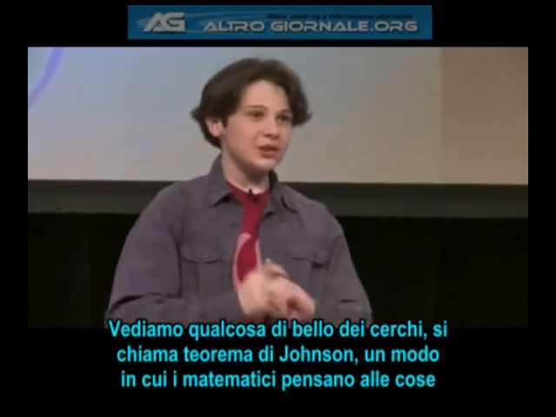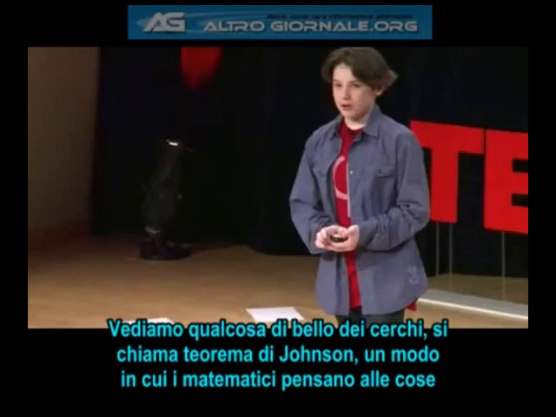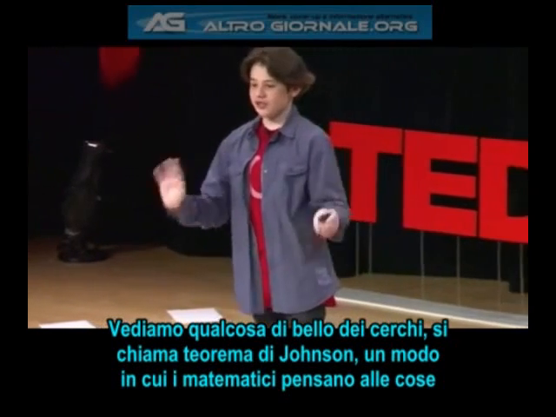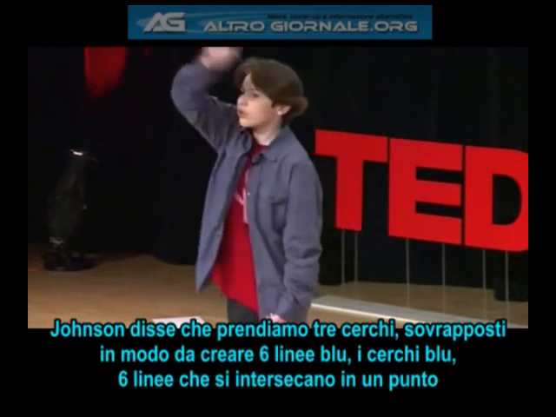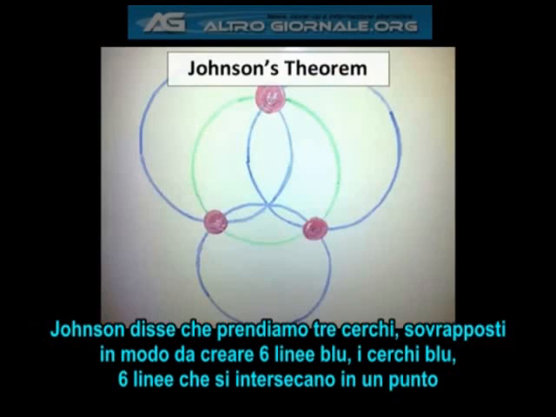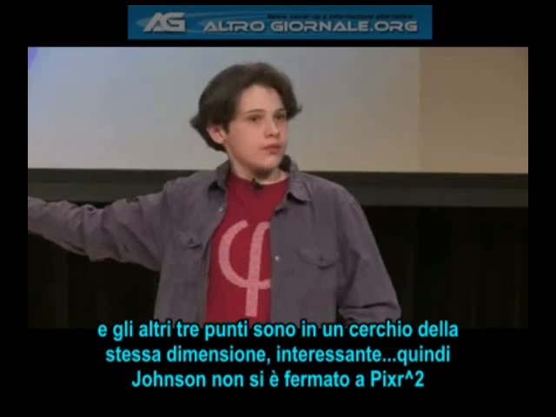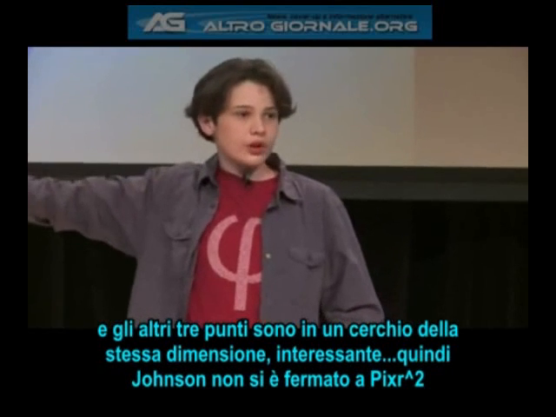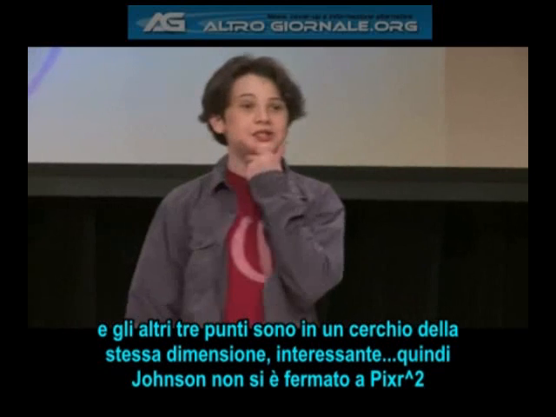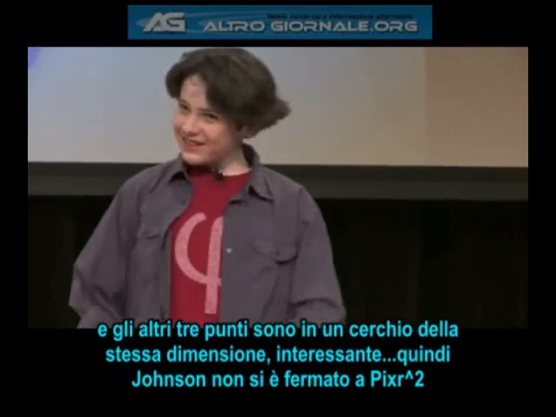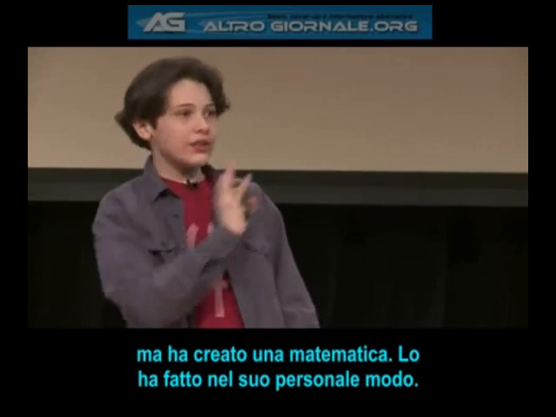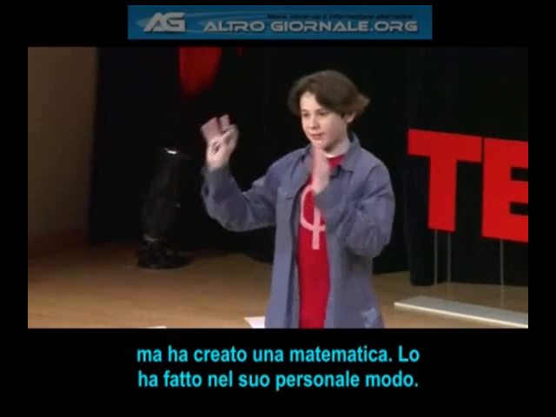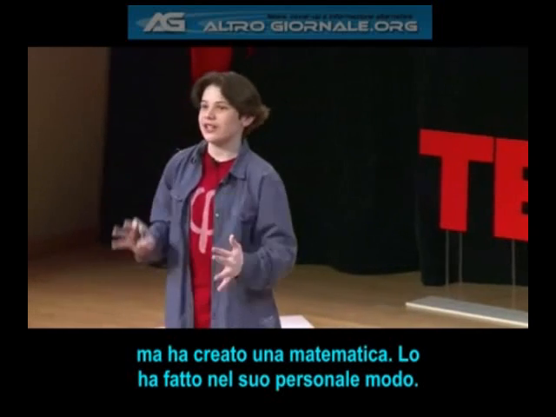So, let me tell you something cool you can do with circles. It's called Johnson's theorem, where really a theorem is just a way mathematicians can think of stuff. So what Johnson said was you take 3 circles, you overlap them in a way such that there's 6 blue lines, where I called each of the circles blue, such that there's 6 lines coming in one point. The other 3 points are on a circle of the same size. Interesting. So this isn't just pi r squared. This is something new. Because Johnson didn't just think, oh, it's got to be pi r squared and round, that's it, he created math. And he did it in his own unique perspective way.